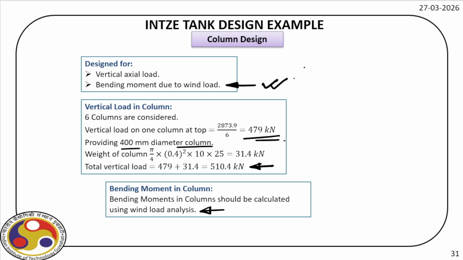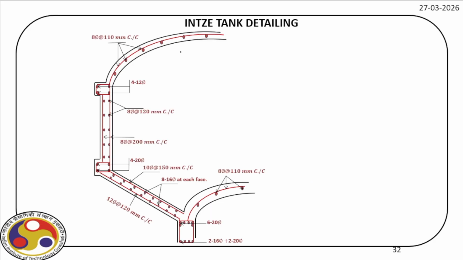Okay. Now, if we see the detailing of this Intze tank, here is the complete structural detailing. So we start from the top dome. We can see the steel here, then first ring beam at the top, then cylindrical wall, then bottom ring beam, conical slab, and then bottom dome, and then finally the girder. Right. So that completes the design. Beyond that, we have to design the column and also the foundation. Okay. That you can adapt the similar procedure what we discussed earlier.